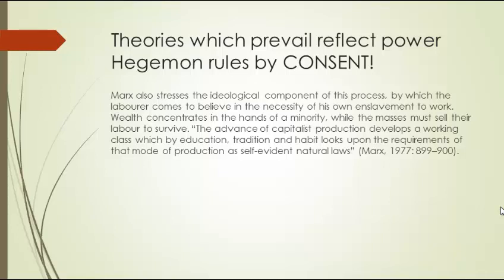But one more thing that is very important to understand here, Karl Marx said this very explicitly. He said that the advance of capitalist production depends on developing a working class which by education, tradition and habit looks upon the requirements as self-evident natural laws. So basically the workers think that this is the only system, there is no other way, and that we are getting the marginal product of labor and this is what we deserve. So the system works by their consent, by feeding them theories about what is true. It makes them believe that this is the only way that the world can work.